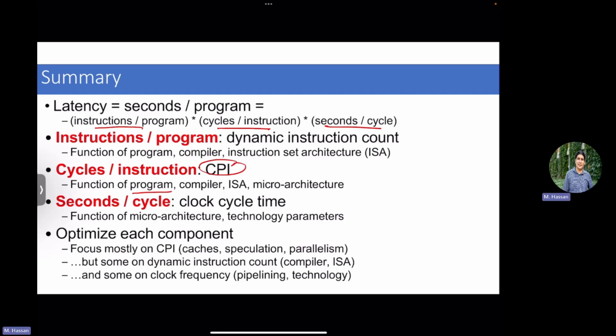It's still a function of the program. How is it a function of the program? The ratios, right, of the instructions in the program. It's in the compiler because what does it generate in terms of assembly, the ISA, and the microarchitecture? Clock speed is mainly a function of the hardware, as we have already said. If we want to optimize, we focus mostly on CPI, and we create multiple techniques to optimize it. And improving clock speed, pipelining, and some other techniques can also help with it.